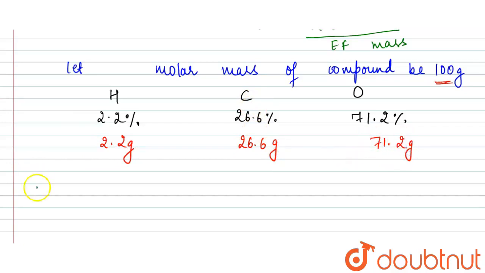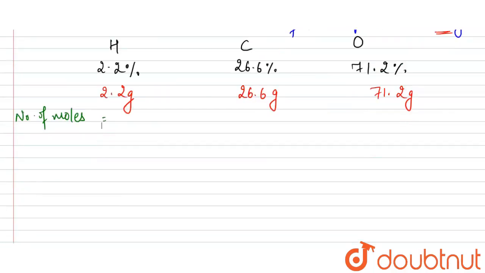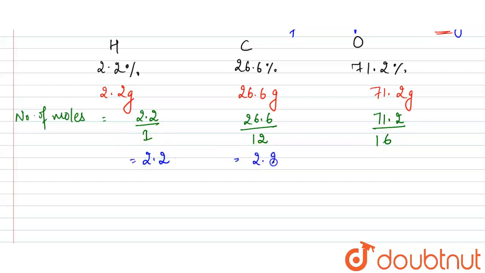So from here we can calculate the number of moles. Number of moles is equal to given mass upon the atomic mass. For hydrogen, it is not given, but we know that the atomic mass is 1, so 2.2 by 1. For carbon we know that it is 12, so 26.6 by 12, and for oxygen 71.2 by 16. Now if we solve these values, here it will be 2.2, here also 2.2, and here it is 4.4.